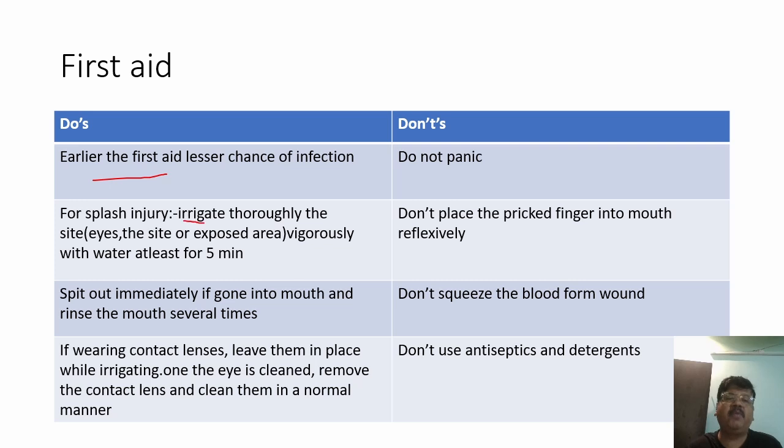Irrigate the wound thoroughly, the eyes, site or exposed area. It should be washed thoroughly and vigorously with water for at least 5 minutes. But there should not be too much handling at that site, just irrigate through running water. If it goes in the mouth, it should be spat out immediately, and the mouth rinsed several times. If you're wearing contact lenses, leave them in place and irrigate the eye. Once the eye is clean, remove the contact lenses and clean them in the normal manner. So these are the do's.